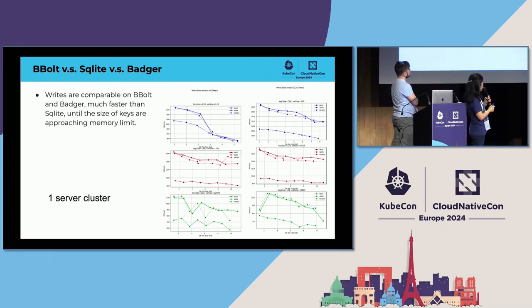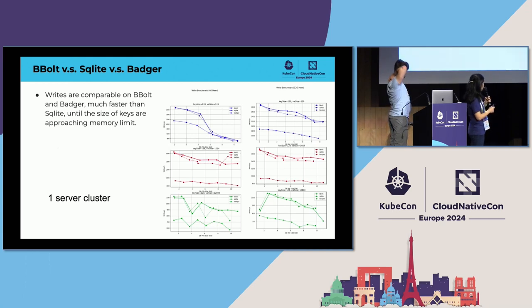So we can see, like, overall, BBolt has a similar performance as Badger, and then SQLite is much slower in writes. So this might be a little unexpected because we would expect Badger to have better write performance because it's an append-only write.